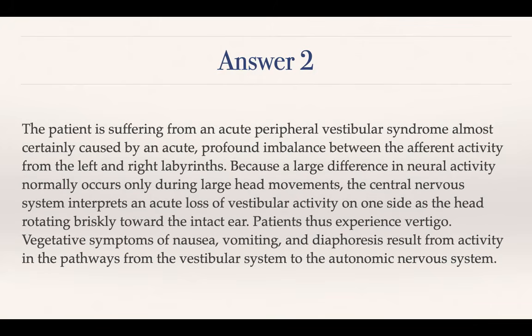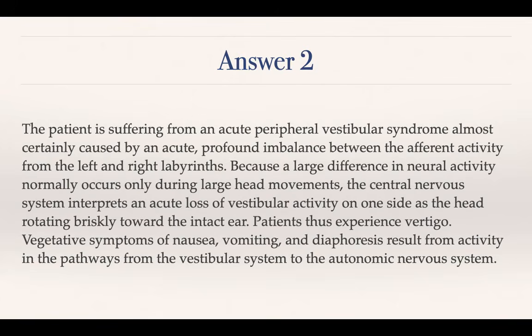Because a large difference in neural activity normally occurs only during large head movements, the central nervous system interprets an acute loss of vestibular activity on one side as the head rotating briskly towards the intact ear. We'll illustrate this with a video. Patients thus experience vertigo. Vegetative symptoms of nausea, vomiting, diaphoresis result from activity in the pathways from the vestibular system to the autonomic nervous system. So these vegetative symptoms are because of the projections to the autonomic nervous system.